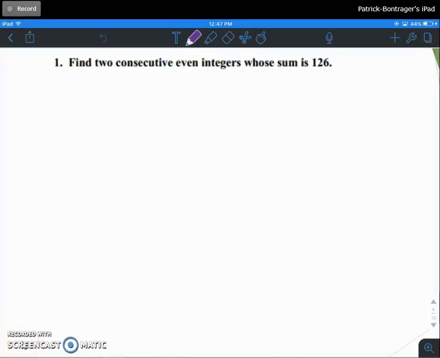Today we're going to be solving problems using consecutive integers. So the first question is find two consecutive even integers whose sum is 126. All right, so we got two blanks because we have two consecutive integers. They're connected through addition and their sum is 126.